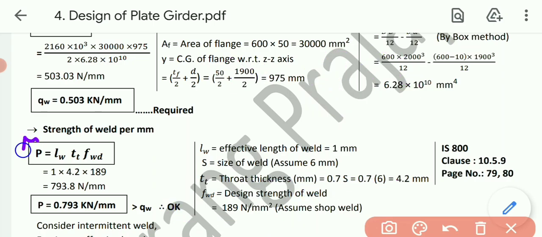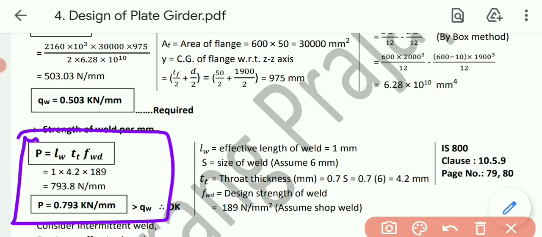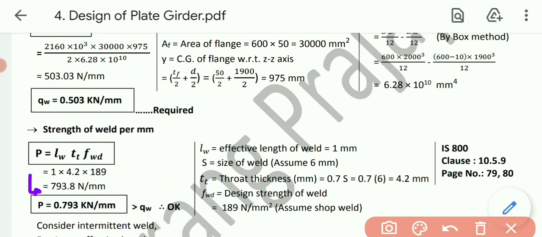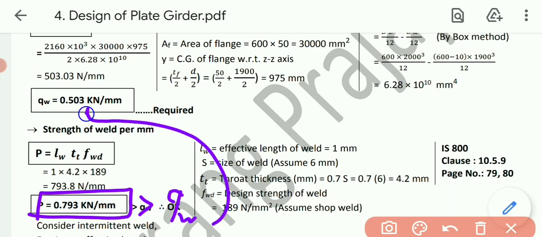Now let's put all these values in this formula. P equals LW 1, TT 4.2 and FWD 189. So our answer will be 793.8 Newton per mm. Let's convert it into kilonewton per mm, 0.793 kilonewton per mm. So this one is the maximum strength which we can provide, and it should be greater than QW, that is over here 0.503.